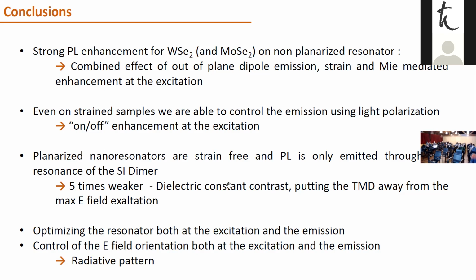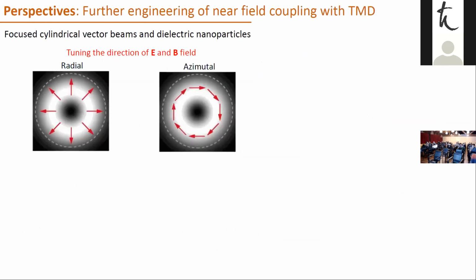On the planarized nanoresonator, they are strain free, and the PL is only emitted through the Mie resonances, but it's quite weak. And as I said to you previously, it's linked to the dielectric constants contrast that is decreased. So it seems that I still have some time, so I will talk a bit about some perspective on further engineering the near field coupling with TMD.